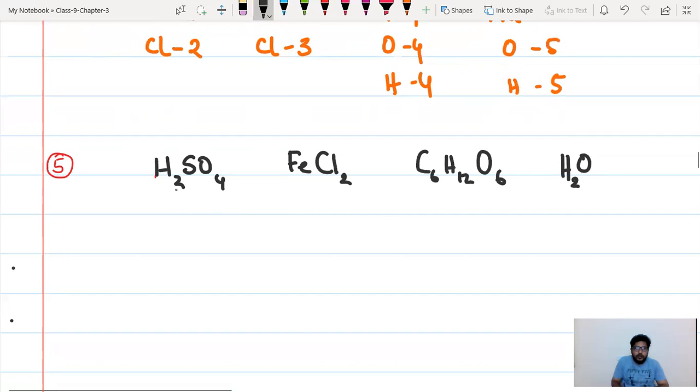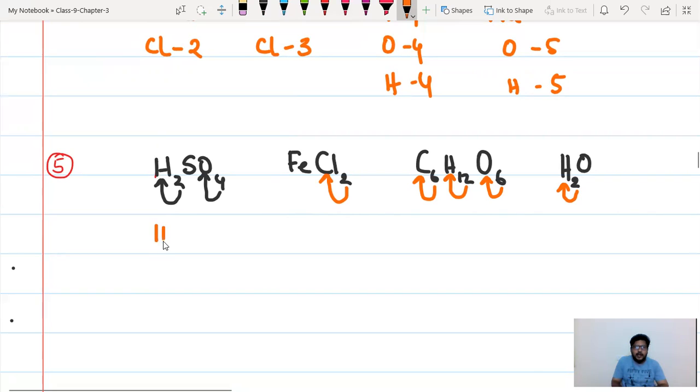Now, this 2 is after this hydrogen, so 2 should be given to hydrogen. For S, we don't have any number. This 4 should be given to only oxygen, not for sulfur. Please remember. And for ferrum, iron, we don't have any number here. And this 2 should be given only for the chlorine, not for iron. 6 number is given to carbon. 12 number should be given to only hydrogen. This 6 number should be given to oxygen, and here 2 should be given only for the hydrogen, not for oxygen, and for oxygen we don't have any number.